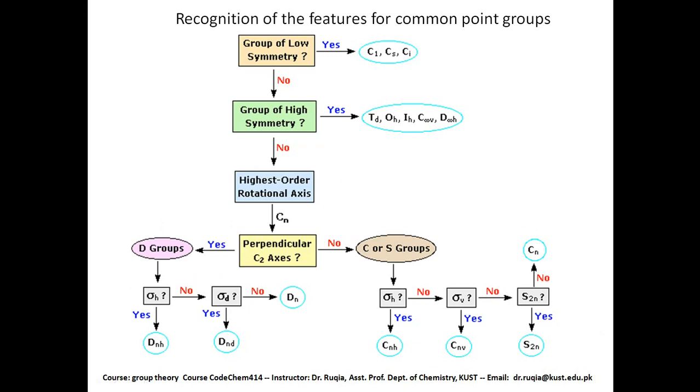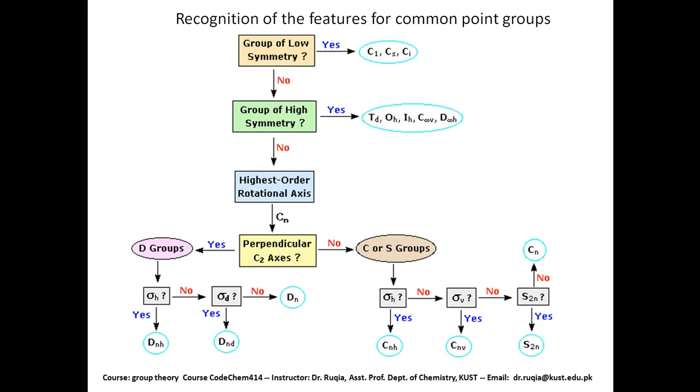First we look at the molecule and see if it is a group of low symmetry. If yes, then it can be either C1, Cs, or Ci. We can distinguish among these three by looking at the symmetry elements. If the molecule does not belong to the group of low symmetry, we look at whether it belongs to the group of high symmetry, that is tetrahedral, octahedral, icosahedral, or the linear groups. If yes, we can further distinguish to which class the molecule belongs. If it's not belonging to this group, we look at the highest order of rotation axis, Cn.